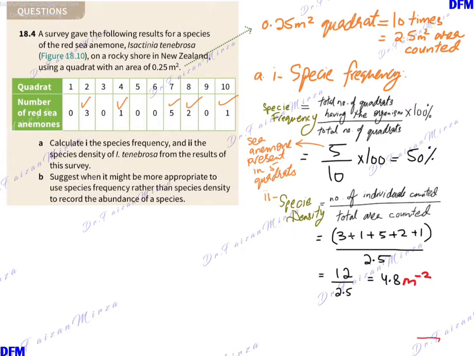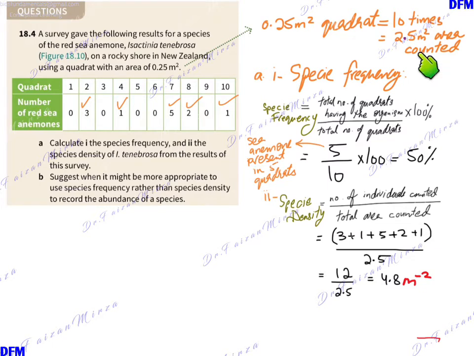When you are calculating species density, you have to take into consideration the total area covered, or the total area that you have counted. Since the area of one quadrat is 0.25 meters squared, and you ended up placing the quadrat 10 times, the total area that you have counted is 0.25 meters squared multiplied by 10. So that will become 2.5 meters squared.